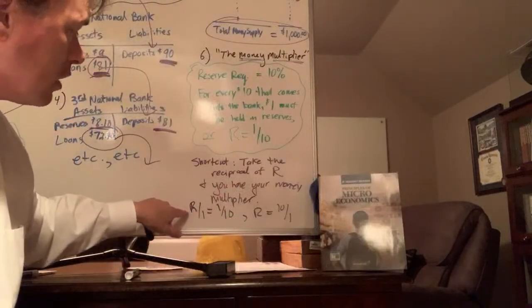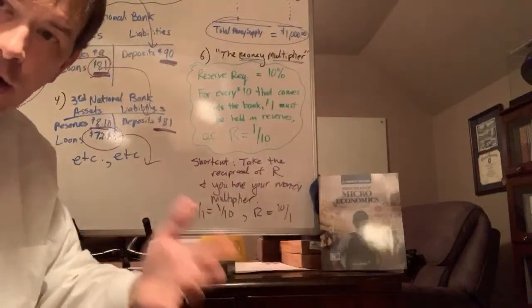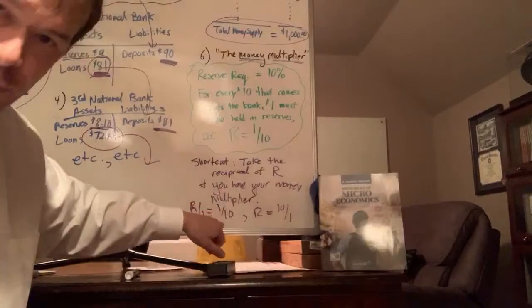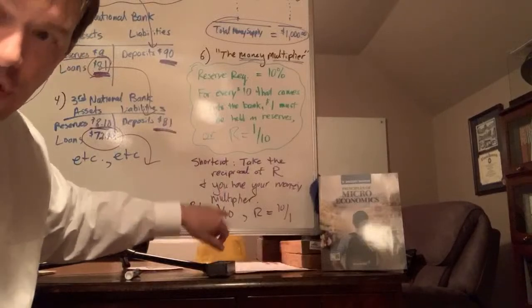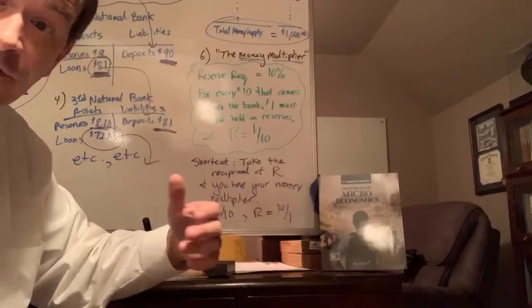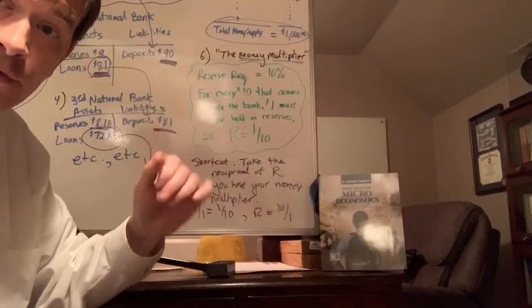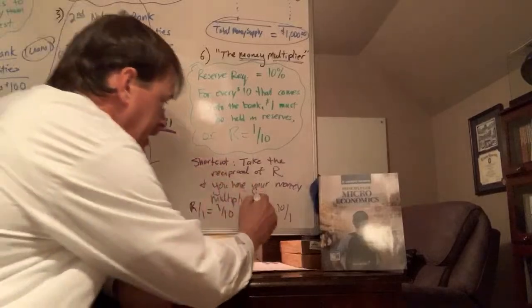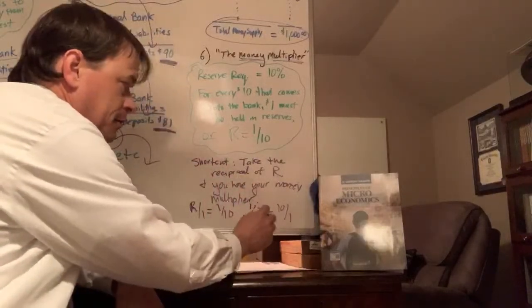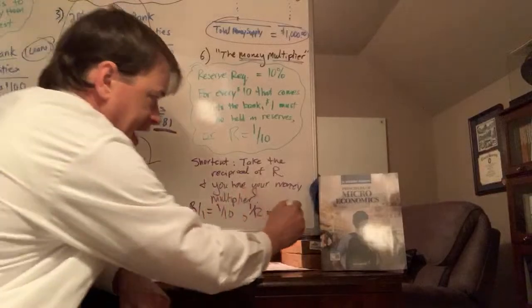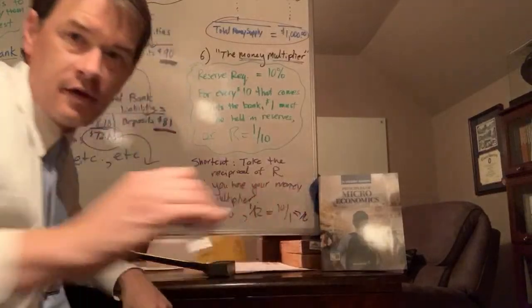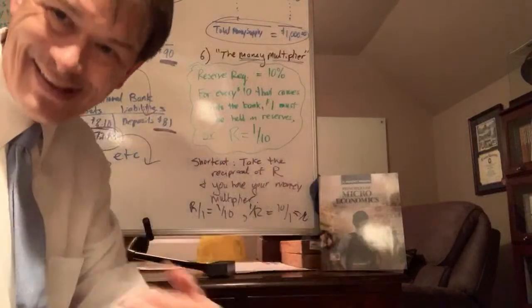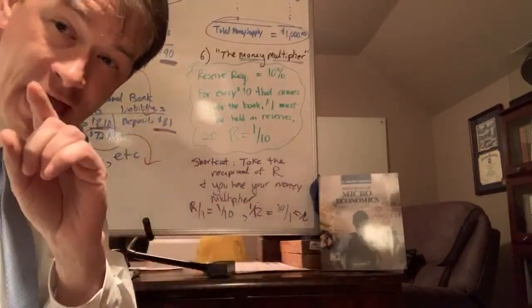So R is like saying R over 1, right? If your R over 1 is 1 over 10, your R equals 1 over 10, meaning for every 10 bucks you bring in, $1 has to stay in reserves. Take the reciprocal: your 1 over R is 10 over 1, which is 10. I don't know if you can see all the way in that corner. Yes, you can. That is 10. 10 over 1 is 10, all right? That is your money multiplier.